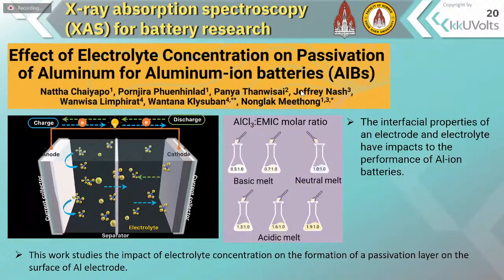And let's move on to the new battery technology, which is aluminum ions. The interface properties between cathode material and electrolyte materials have impacts on the performance of lithium-ion batteries. So in this work, we aim to study the impacts of the concentration of electrolytes on the formation of a passivation layer of aluminum oxides on the surface of aluminum cathodes.